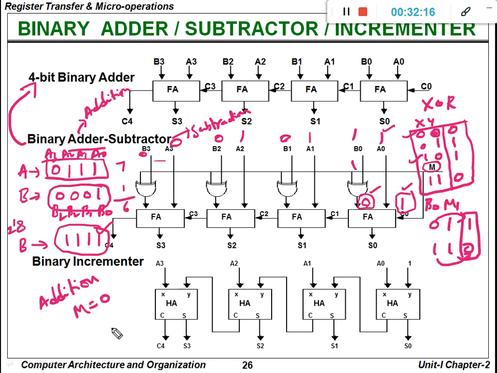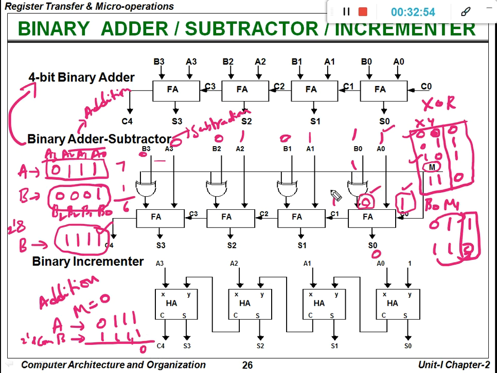Okay, so I'll write here. What is the A value? 0, 1, 1, 1. B value means here the 2's complement of B value, 1, 1, 1, 1. Now we need to add these two. So 1 plus 0, 1 plus 1. What is the result? 1, 1, 1, 0. So carry is 1 and S0 is 0.